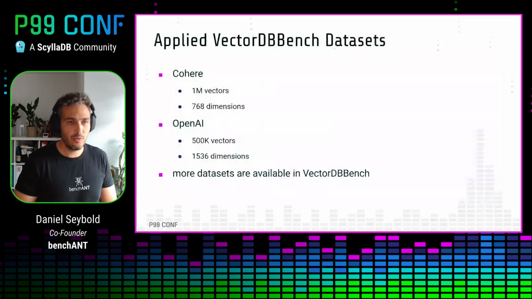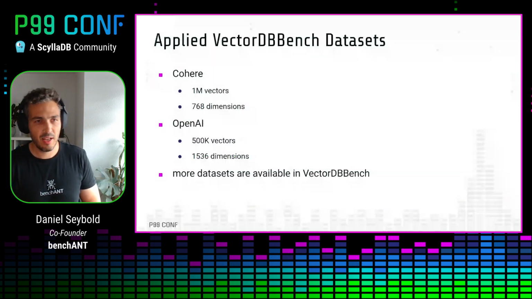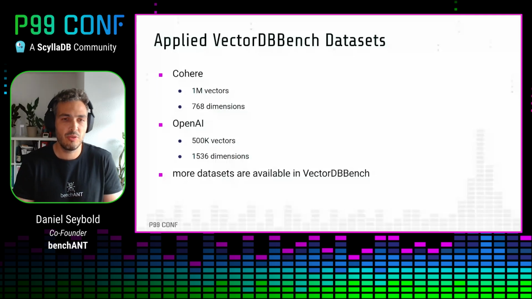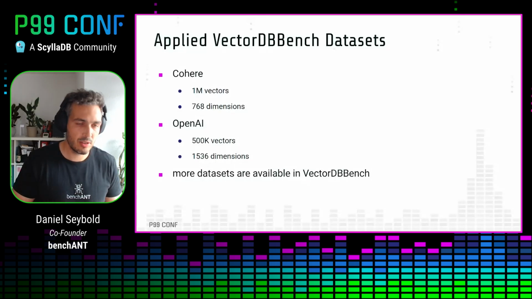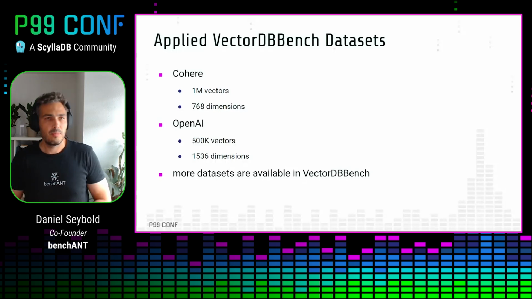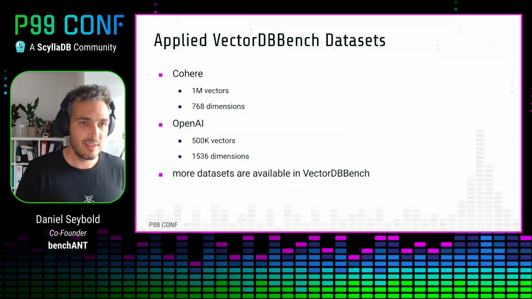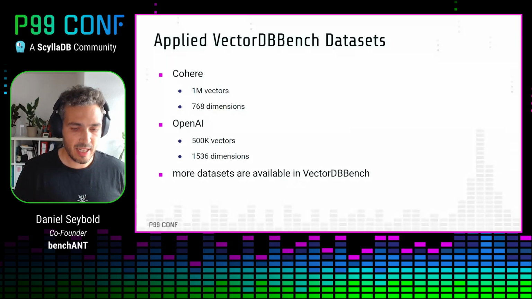And VectorDB Bench comes with multiple datasets for the benchmarks that we're going to show in the following. We use these two comparably smaller ones, one with 1 million vectors, the Cohere one, and the OpenAI one with 500,000 vectors of different dimensionality. So these were the basics on the methodology and the setup. So let's start with the first results.